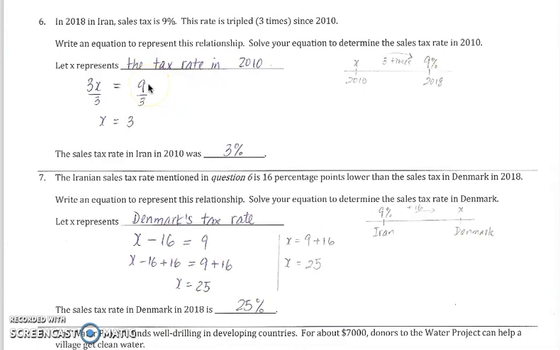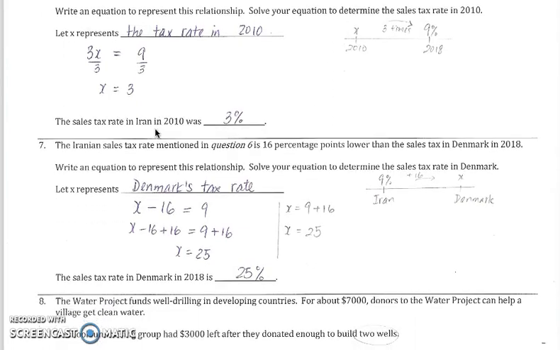Here we have an equation, 3x equals 9. Now solve for x. You divide both sides of the equation by 3. 9 divided by 3 is 3. So you have found that through solving an equation, the sales tax rate in Iran in 2010 was 3%.